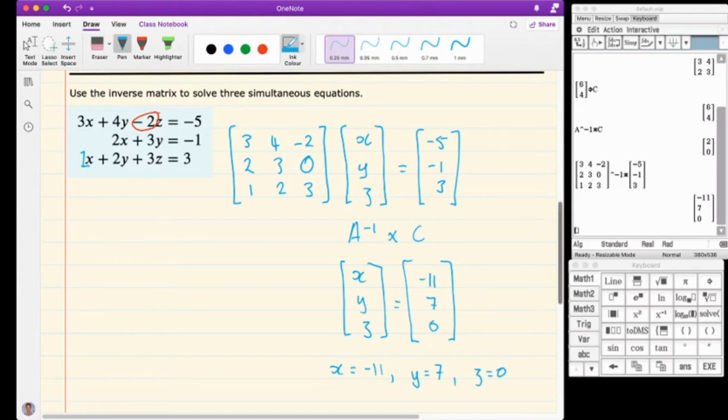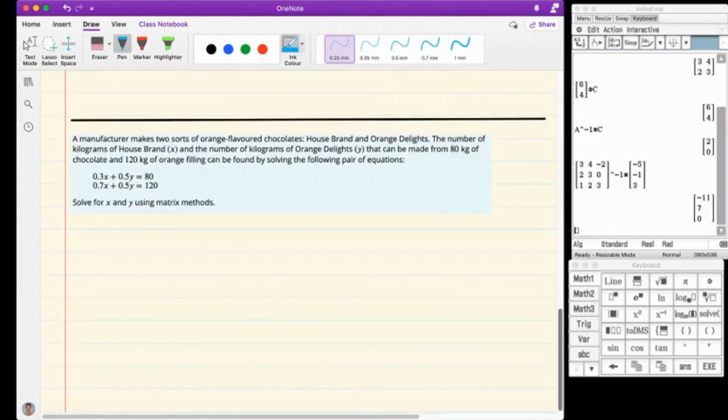Let's cruise on down to the last part. A manufacturer makes 2 sorts of orange flavoured chocolates, House Brand and Orange Delights. The number of kilograms of House Brand, X, and the number of kilograms of Orange Delights, Y, that can be made from 80 kilograms of chocolate and 100 kilograms of orange filling can be found by solving the following pair of simultaneous equations. Solve for X and Y. So our House Brand are X, our Orange Delights are Y, and we want to find out what X and Y equal.